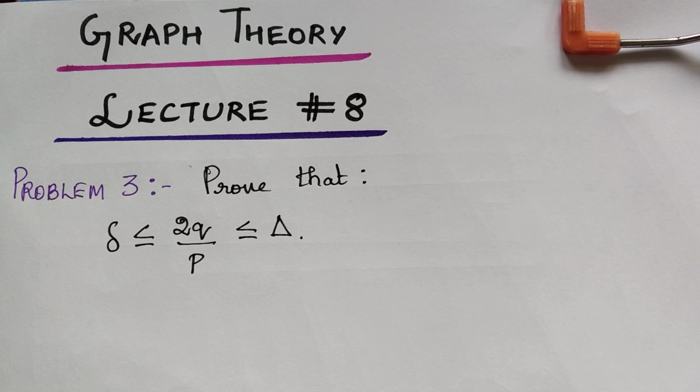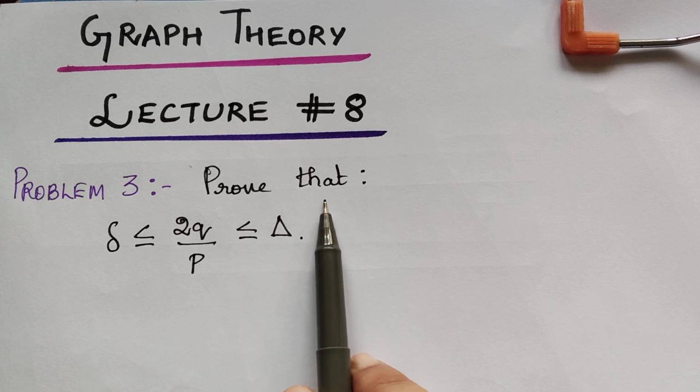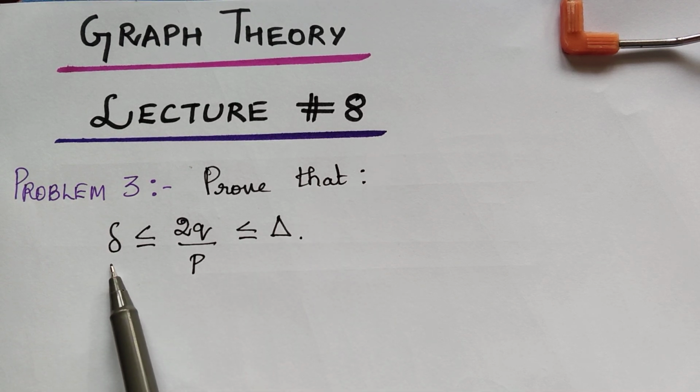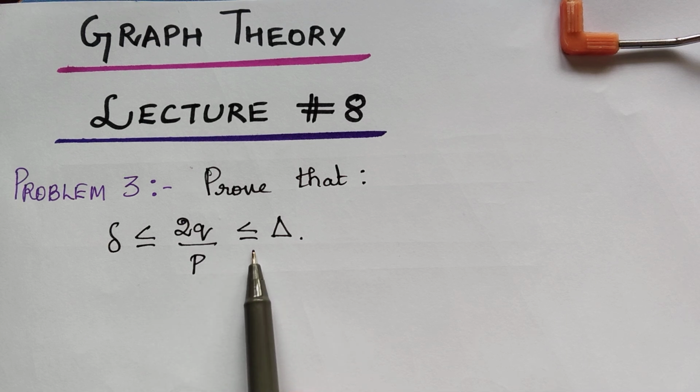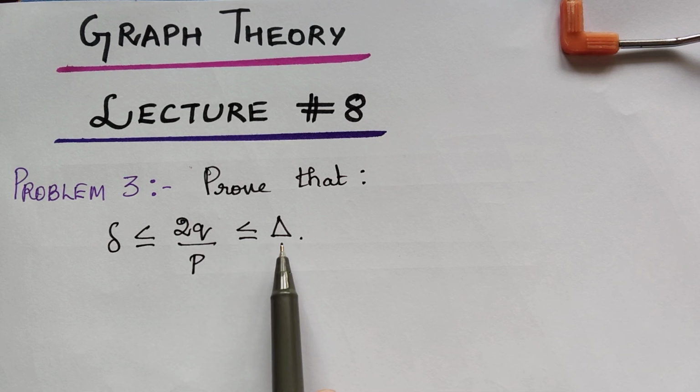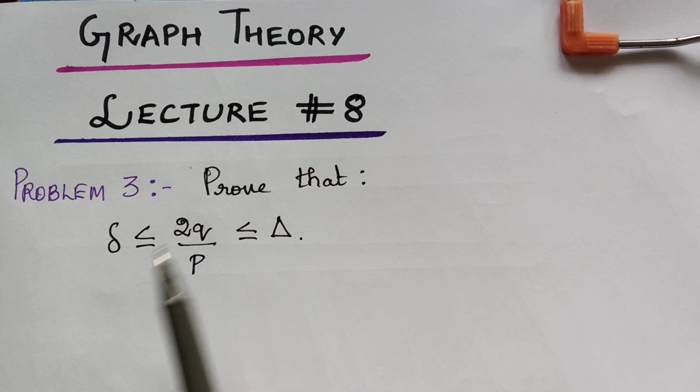Dear students, under the lecture series Graph Theory, here we have lecture 8. Now we are going to solve a very significant problem under graph theory. That is, we have to prove that minimum degree small delta is lesser than or equal to 2q by p, lesser than or equal to capital delta, which is the maximum degree. Now let us prove this.